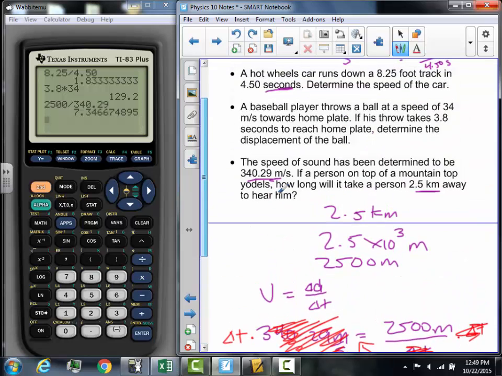You need to be careful with digits. I always recommend go back to the original question. This one had 5. This one had 2. So 2.